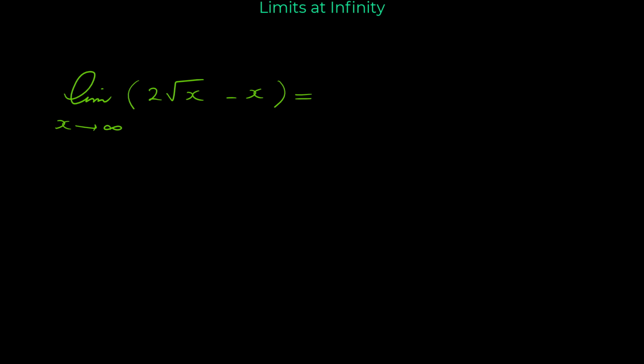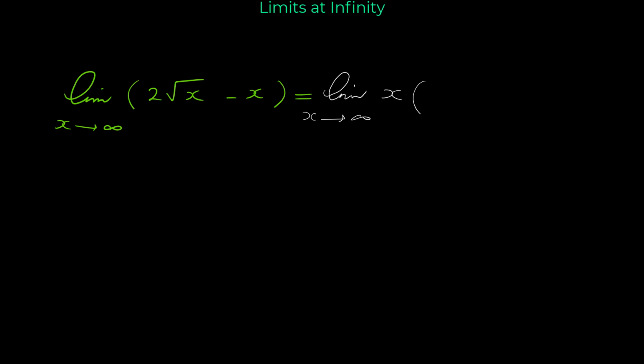Similar to the previous question, for finding this limit, you can simply factor the highest degree in the bracket between this term and this term. In this term, we have x to the 1/2. Here we have x to the 1. So the highest degree is x to the 1. So we can simply factor x to the 1, or x, from the bracket.